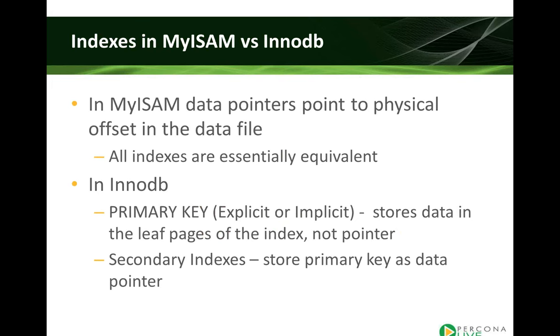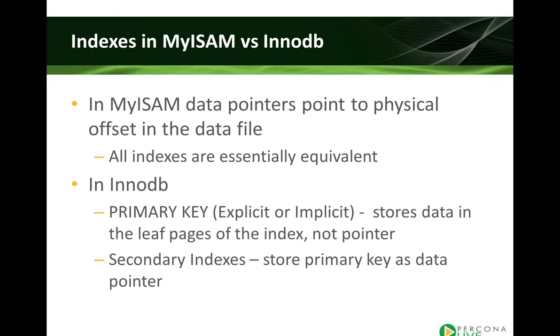Now, let's talk about the differences in indexes between the two most typical MySQL storage engines, MyISAM and InnoDB. In MyISAM, the data pointer actually points to the physical offsets in the MYD or data file. Right? And this makes all the indexes essentially equivalent. The primary key, unique key, and non-unique key in MyISAM are all essentially the same from the structure point of view. In InnoDB the situation is different.